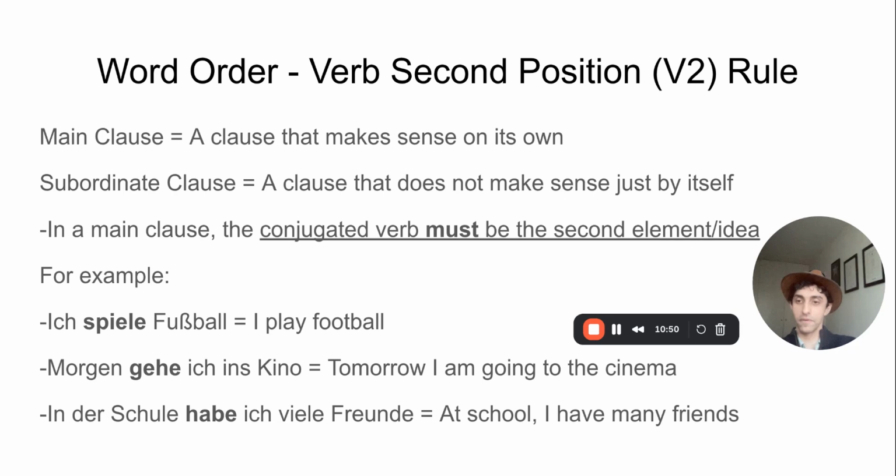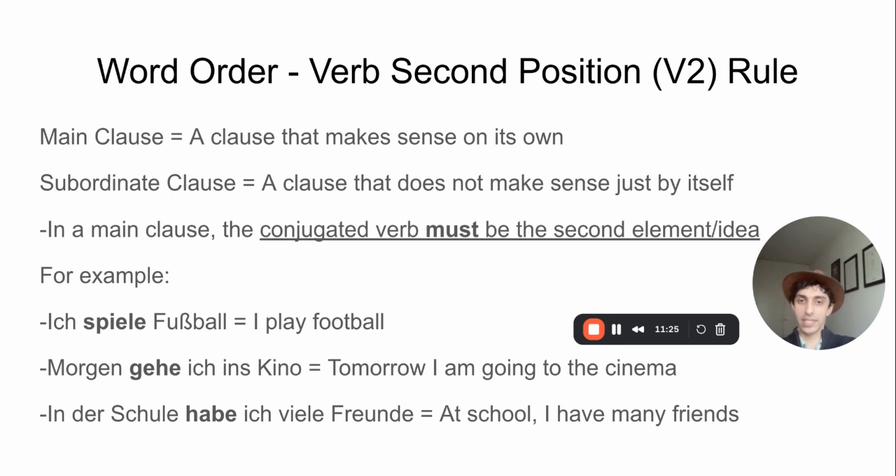They may look at this kind of sentence, the third example here, "In der Schule habe ich viele Freunde." And they may think, hang on, something is wrong there. It hasn't followed this rule that we've just gone through, because the conjugated verb is not actually the second word in the main clause. But even though it's not the second word, the conjugated verb is still the second element or idea in that main clause, because "in der Schule" all goes together as one element or one idea, effectively.